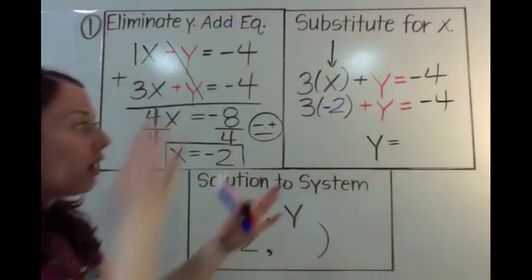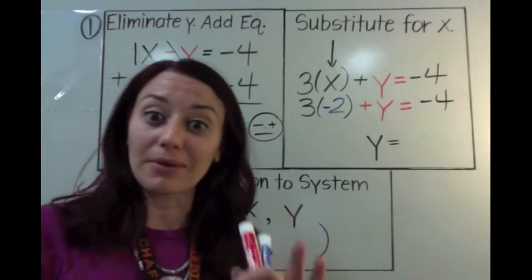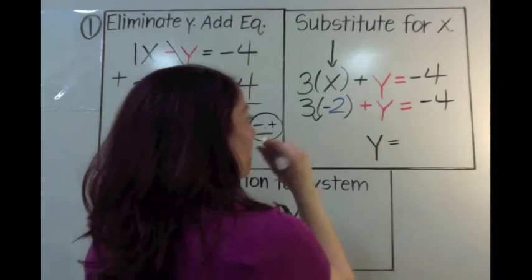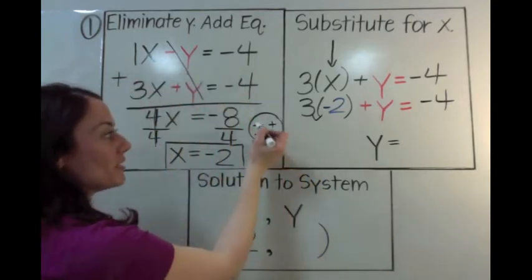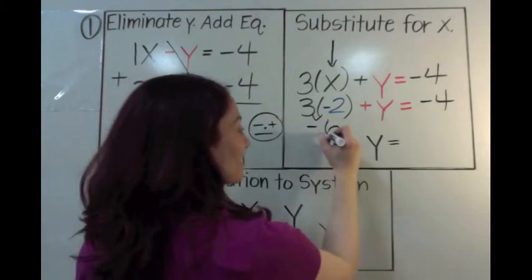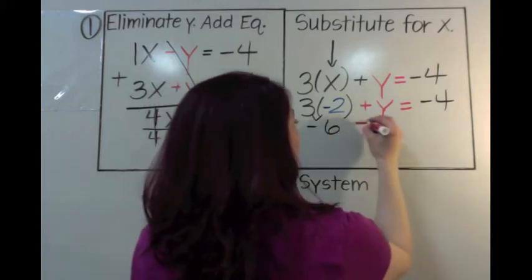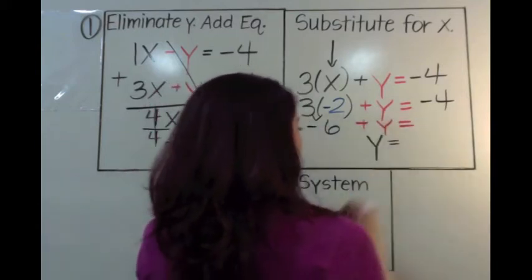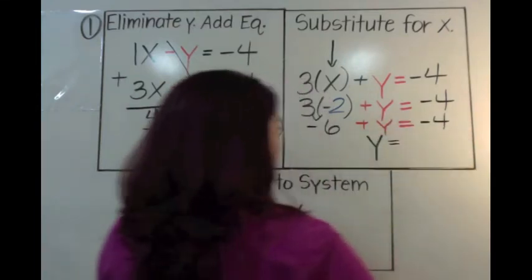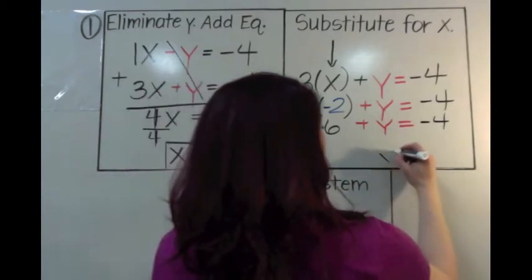So we have to do multiplication first. What do parentheses tell you to do? They tell you to multiply, right? So what is 3 times negative 2? Remember, a positive times a negative is what? Negative. So this is negative 6. Cool. Negative 6 plus y equals negative 4. All right? I'm going to move this down. Remember, we're trying to find what y is.